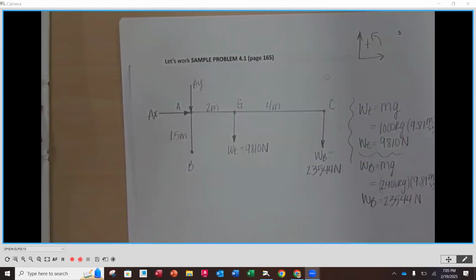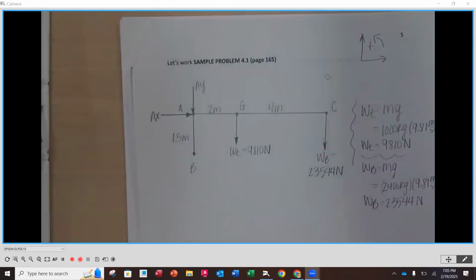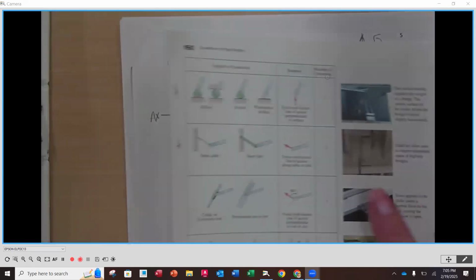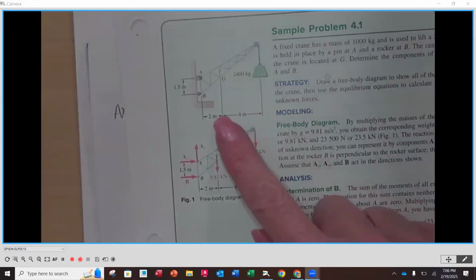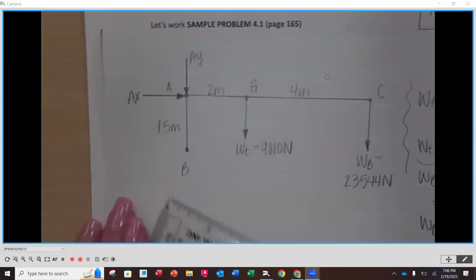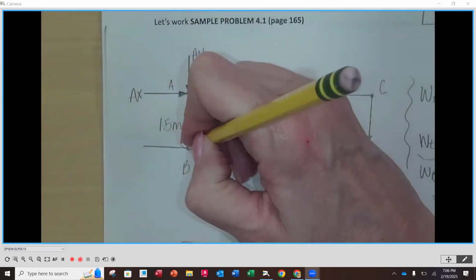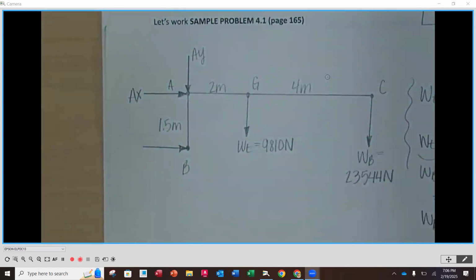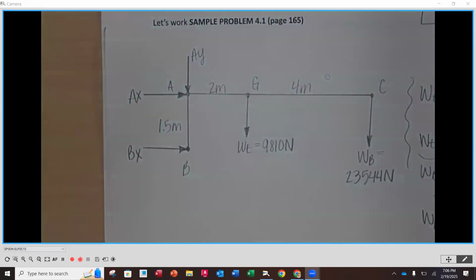Same thing at B. We're going to assume a direction. B was a rocker, which is in the same category as a roller. So it's going to have one reaction perpendicular to the surface it's riding on. As we look at the orientation of B here, it's riding on a vertical wall, so it's going to be perpendicular to that wall. So we're going to show it going to the right. Okay, and this is going to be BX.